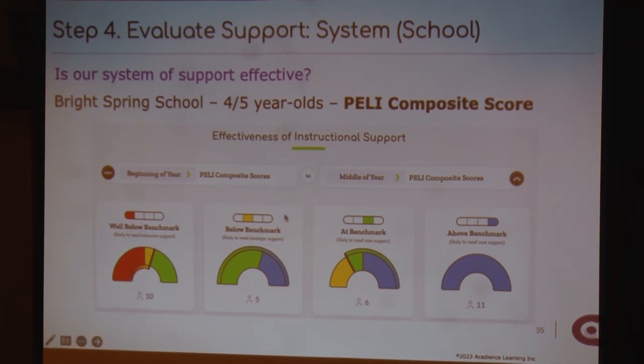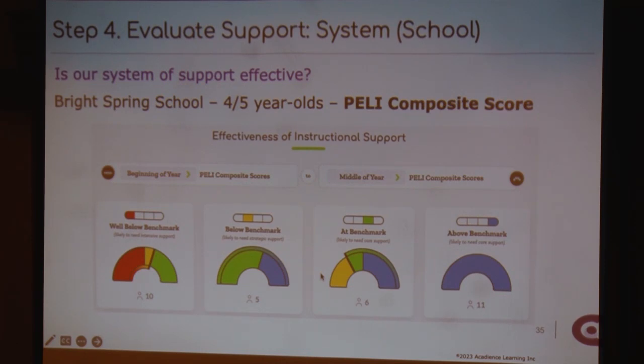Of the kids who came in with scores below the benchmark, where are they at middle of year? Oh, look, there were 5 of them. All 5 of them have moved up. Their scores are now at benchmark or above. Of the students who came in with scores at benchmark, where are they at middle of year? There were 6 of them. Well, 3 of them have bumped up to be above benchmark. 1 of them is still at benchmark. 2 kids, who are they? Did we miss them because they came in at benchmark and we didn't monitor them?